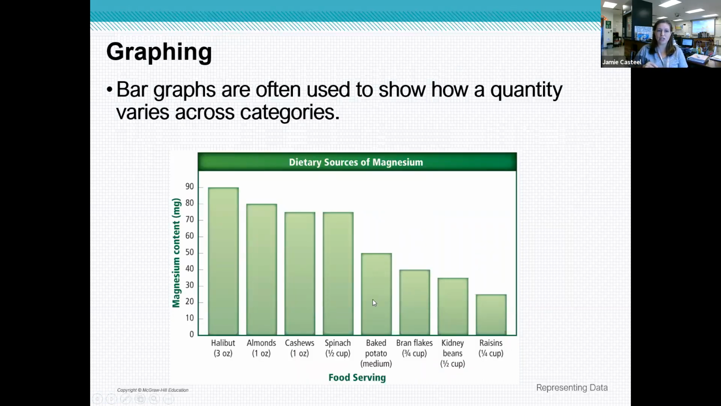Another good way to show a graph is by using a bar graph. They're often used to show quantities varying across categories. So you're not going to use a bar graph unless you're showing category data that can't be plotted like a line graph. Here, if I'm looking at the magnesium content in a bunch of different things, I'm going to show it in a bar graph to show those relative to each other. Obviously, halibut has the most, all the way down to raisins, which have the least amount of magnesium.